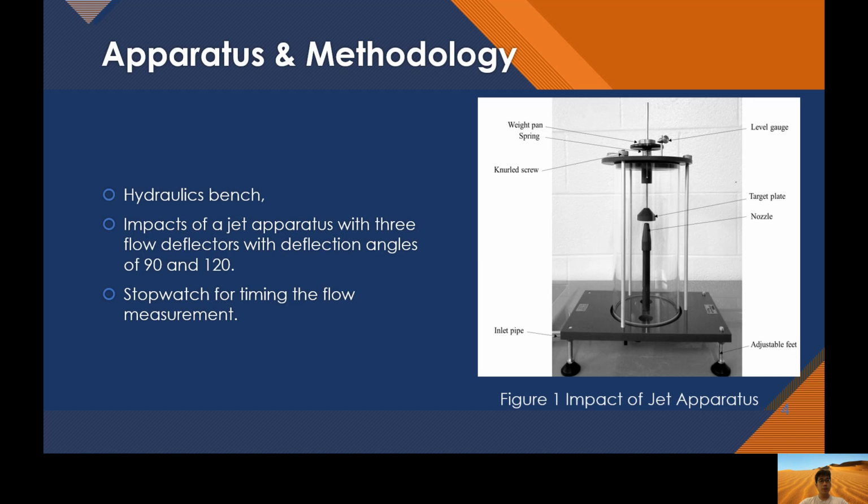For the apparatus and methodology, a hydraulics bench is used. The impact of a jet apparatus with 3 flow deflectors with deflection angles of 90 and 120 degrees is used. A stopwatch for timing the flow measurement is also used. As shown in Figure 1, the impact of jet apparatus setup is shown in this picture with the labelings of the parts shown as well.